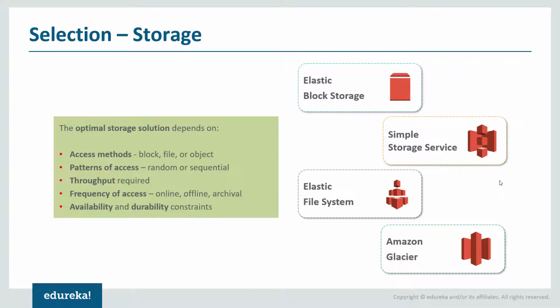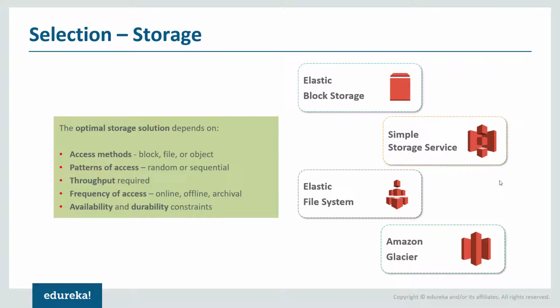Maybe based on the type. For example, if my operating system has to access, then EBS is better. If my application has to access via a URL, then Simple Storage Service is better. Maybe when multiple EC2 instances want to access the same set of data or a folder, then EFS is better. Or if you just want to store for a long term, Glacier is better.